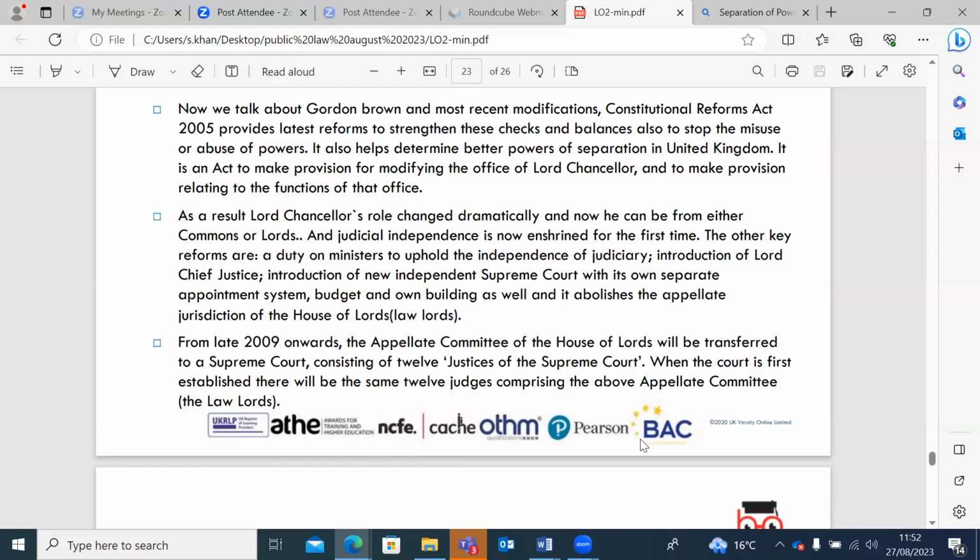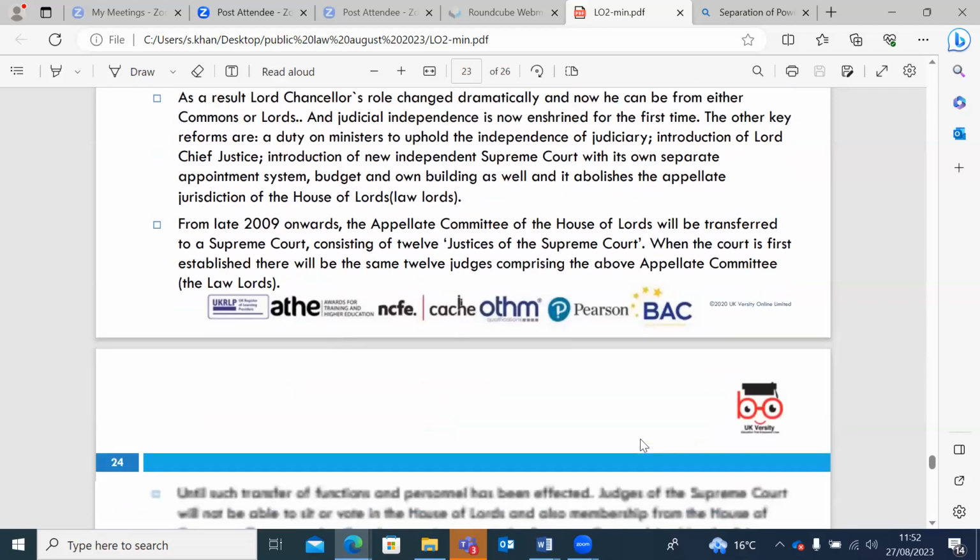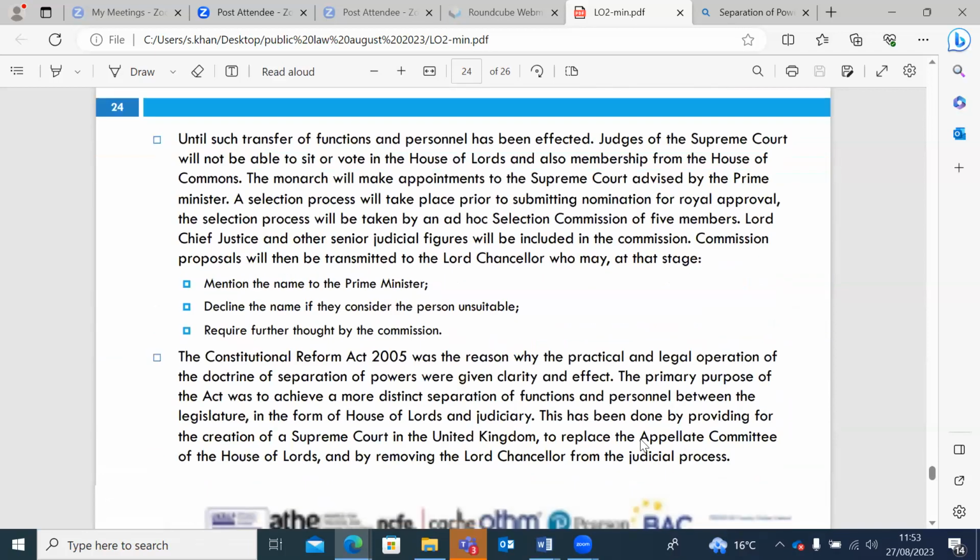From late 2009 onwards, the Appellate Committee of the House of Lords will be transferred to the Supreme Court, consisting of 12 justices of the Supreme Court. When the court is first established, there will be the same 12 judges comprising the above Appellate Committee, which is the Law Lords. Until such transfer of functions and personnel has been effected, judges of the Supreme Court will not be able to sit or vote in the House of Lords, and also membership from the House of Commons.